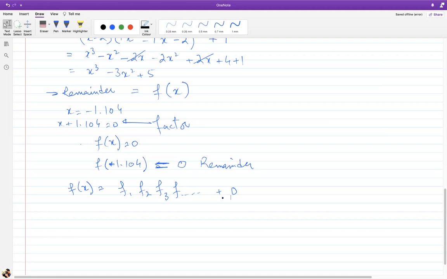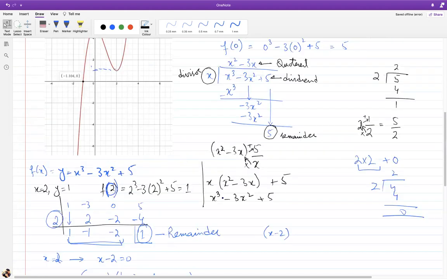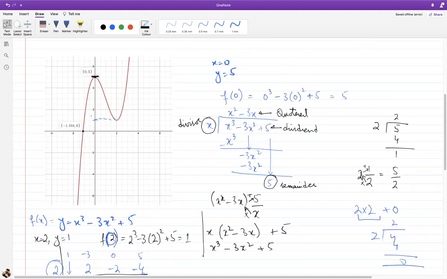Perfect. So that is remainder and factor theorem. It simply says that you have to look at the equation. There are 3 ways to look at it. One is you make it an algebraic function, and if you want to figure out what the roots are, you factorize it.